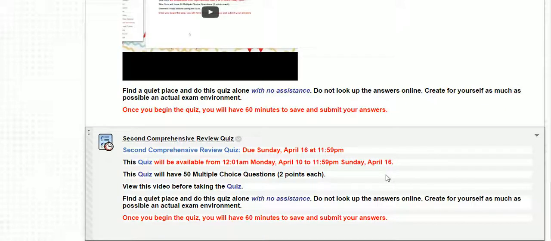And once again, make sure that you find a quiet place to do this quiz alone with no assistance. Don't phone a friend. Don't look it up on the internet. Don't Google it. I need to know, and you need to know, once again, what you know, so you can really get a firm grip on what areas you need to focus on over the next month to prepare for your AP exam.